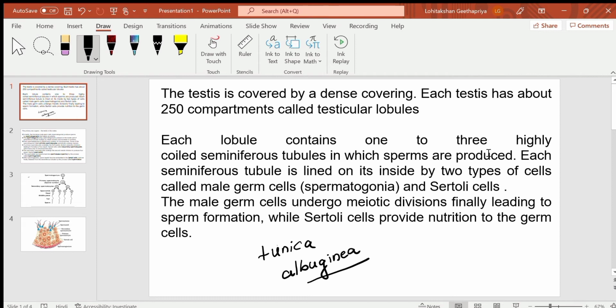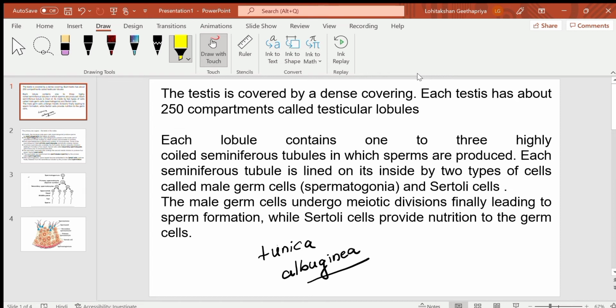male body. So, the testis. We all know from the basics that the testis is the major male reproductive organ. On the inner side, the testis is covered by a dense covering, a sort of fibrous tissue, which is called tunica albuginea. Each testis has about 250 compartments, and each compartment is called a testicular lobule. Inside each lobule we have one to three highly coiled tube-like structures, and these are called seminiferous tubules.